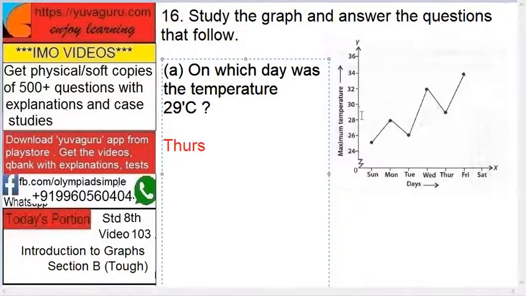Okay, 29. Where is it? Here it is 29. 28 and 30, in center 29. So it goes to Thursday. Thursday was the day. Next, on which day was the temperature the least?